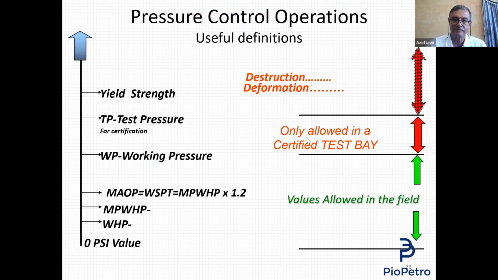What is written in red here is the test pressure for certification. This is not allowed in the field. It is allowed not even in your yard, it is allowed in a certified test bay, to protect yourself and your life if anything happens during this high pressure test. If we exceed this pressure, then we are in destruction and deformation. Don't try to reach that, of course.